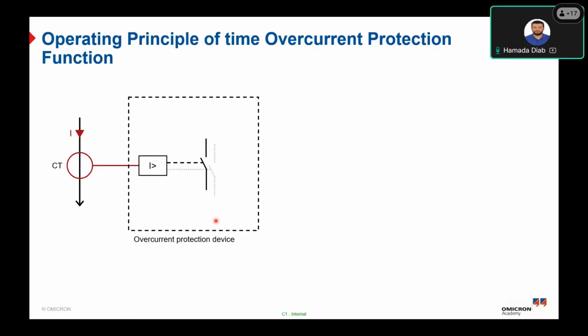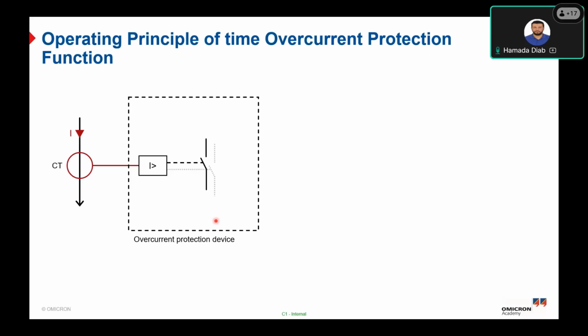So firstly, now we will talk about the operating principle of time overcurrent protection. Okay, so the overcurrent protection function is used in the medium voltage switchgear, for example, as a main protection. But for the high voltage and extra high voltage levels, it is used differently. For medium voltage switchgear for underground cables, it will be used as a main protection. Okay, so we have different kinds, as we explained. We have non-directional overcurrent and we have directional overcurrent.